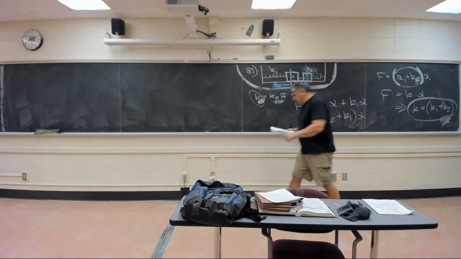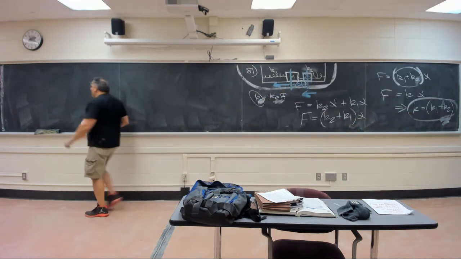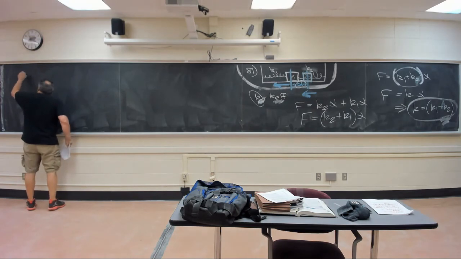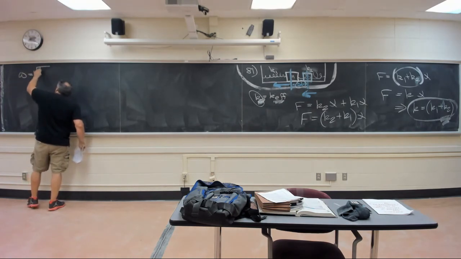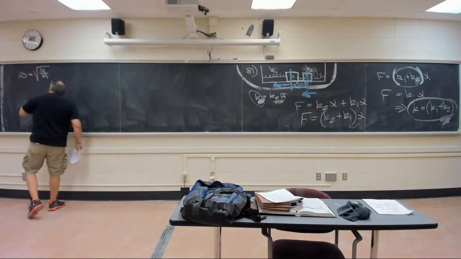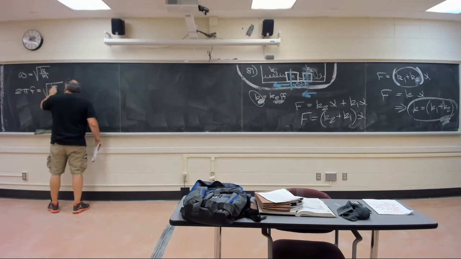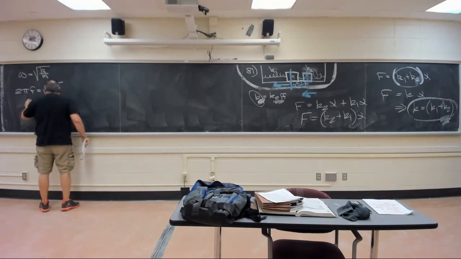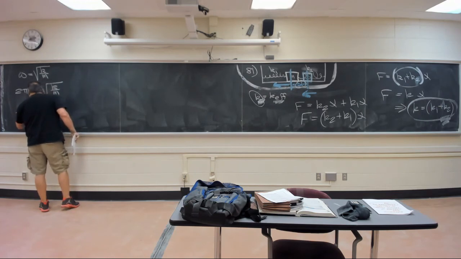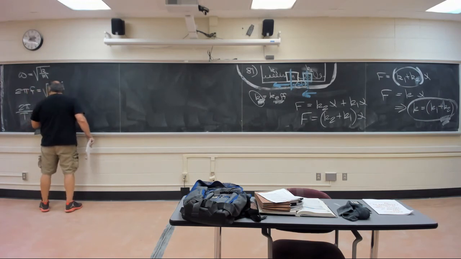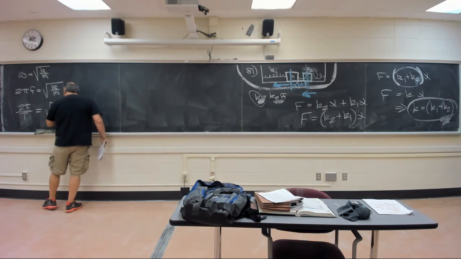What's going on here? Same thing that went on last time. Omega is square root of K over M. Omega is 2 pi f, which equals the square root of K over M. Didn't say that explicitly last time, but there it is. Well, let's write this; this is easier to write. 2 pi over capital T is the square root of K over M.